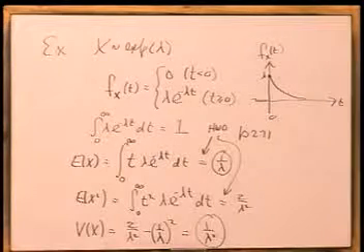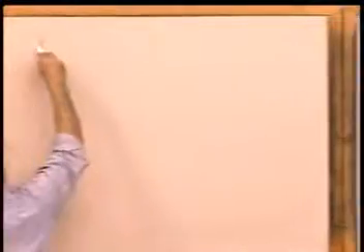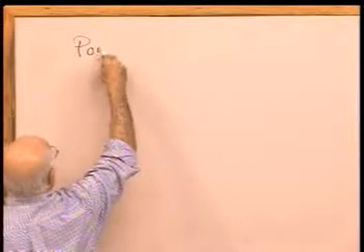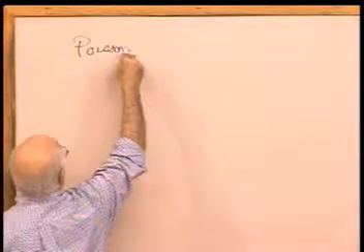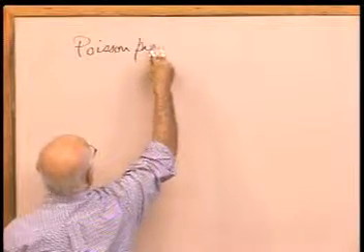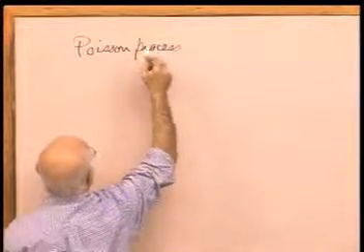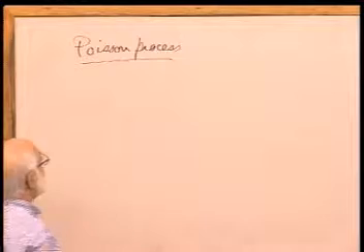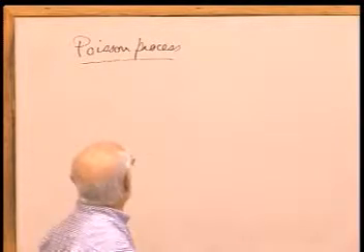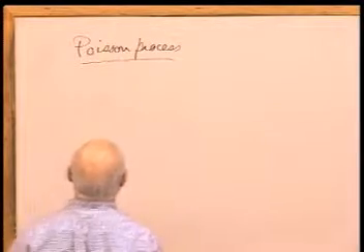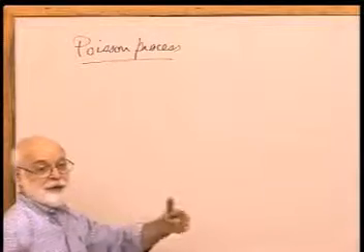So what I want to talk about is what's called a Poisson process. Poisson. Named after a mathematician named Poisson. The big fish, as they sometimes say. Poisson is French for fish.